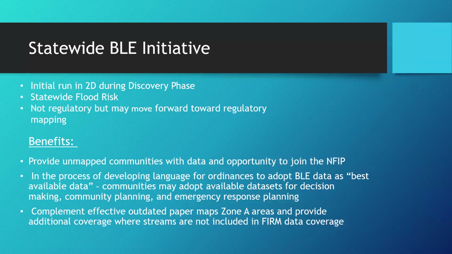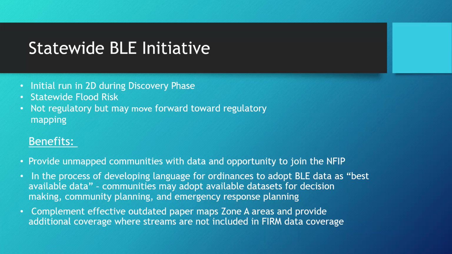And as I mentioned, we have the statewide BLE initiative, which has been completed. So it's 2D mapping. That's what we've moved to. The old mapping style is 1D. We've moved to 2D, which helps us characterize the floodplains with better data and better modeling techniques. So obviously, as we've gone on through time, mapping techniques have improved, data collection and capabilities have improved. So we've moved to what we call 2D mapping. And so we've evaluated statewide flood risk.